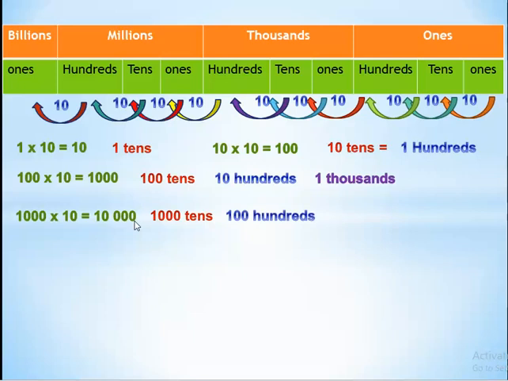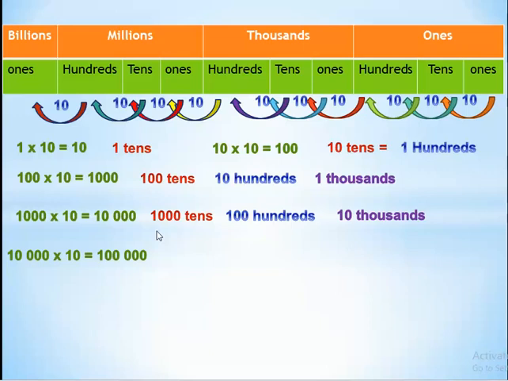If we want to know how many hundreds, we hide 2 zeros, so it will be 100 hundreds. Okay, 10,000, or if I want to calculate it in thousands, we hide 3 zeros. Why? Because 1,000 has 3 zeros, so it will be 10 thousands.